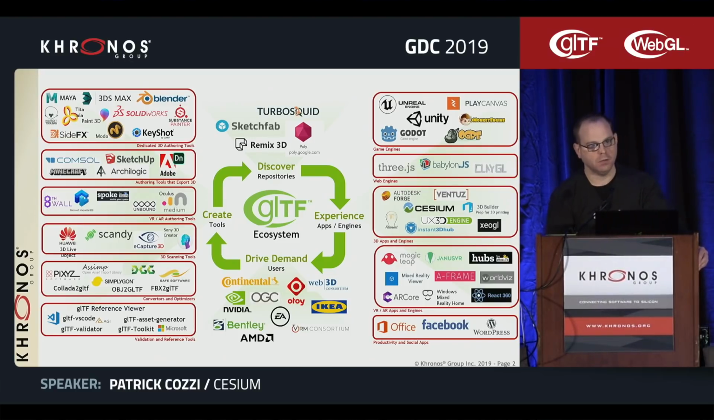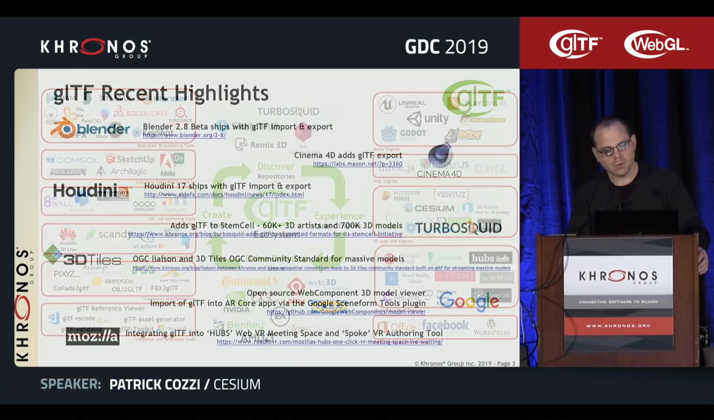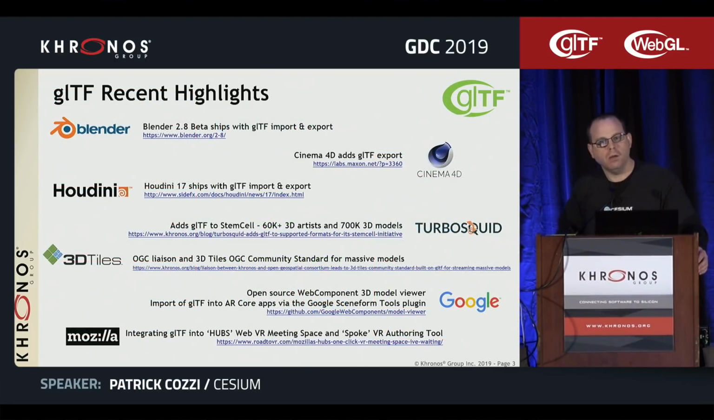This is the current state of the ecosystem, a subset of it. And I want to share some recent highlights. So in the tooling world, the Blender 2.8 beta is shipping with GLTF import and export. It's super exciting. Then we have really high-end tools in the VFX world, Cinema 4D and Houdini, that are now supporting GLTF as well. TurboSquid now exports GLTF, which gives you access to over 700,000 assets, really impressive.